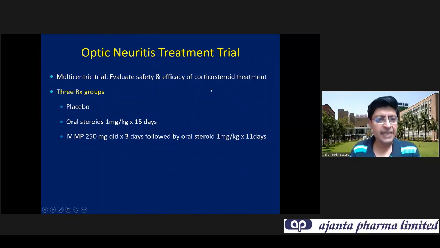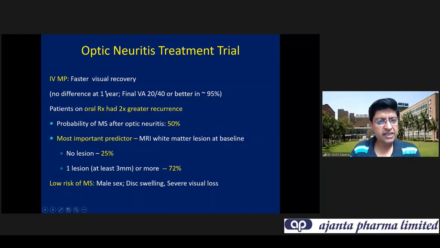So ONTT was a landmark study for optic neuritis. They had 3 groups: placebo, oral steroids, and IV methylprednisolone given for 11 days. And the study showed that IV methylprednisolone gives a faster recovery, although in the long term there is no significant difference in the final visual outcome. Oral steroids had a 2 times greater risk of recurrence, therefore oral steroids in the conventional doses are not taken as a first-line treatment of optic neuritis.